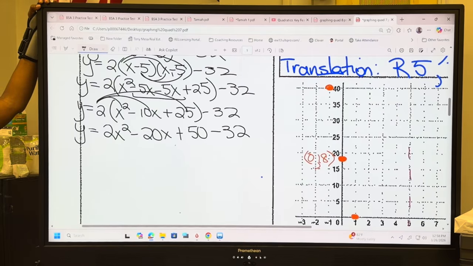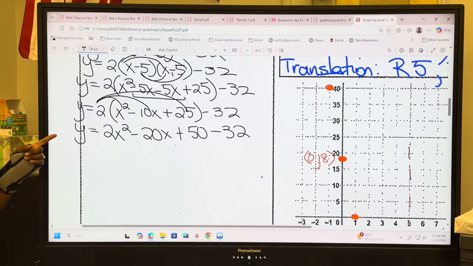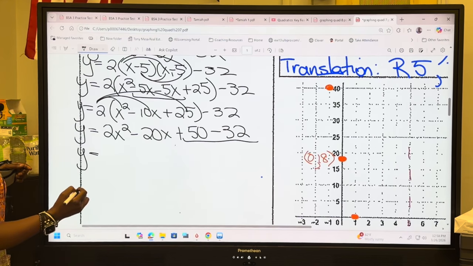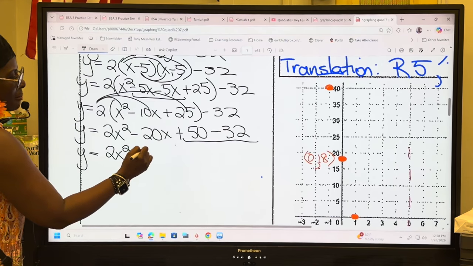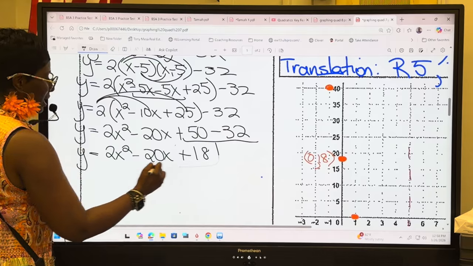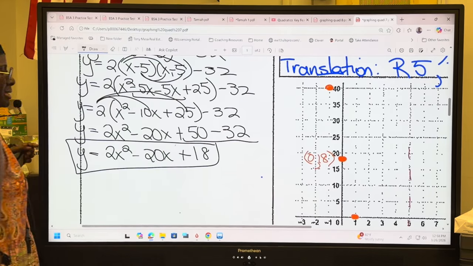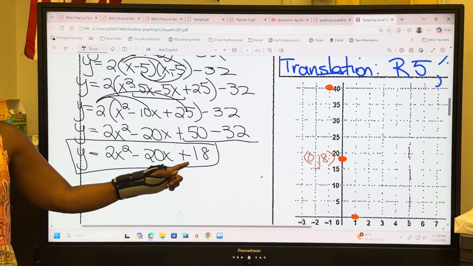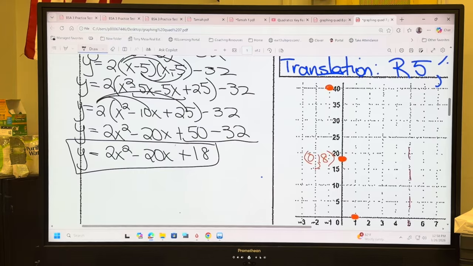We good? Yes? Now, anything I can combine here? I'm always looking to see if I can simplify anything. 50 minus 32, what is that going to give me? 18. So now I have y equals 2x squared minus 20x plus 18. Now, does this make sense to me? Yes. Because then we said that our y-intercept was 18? Yes. And that's what I just got from the standard form, so I know I'm right. Are y'all with me?